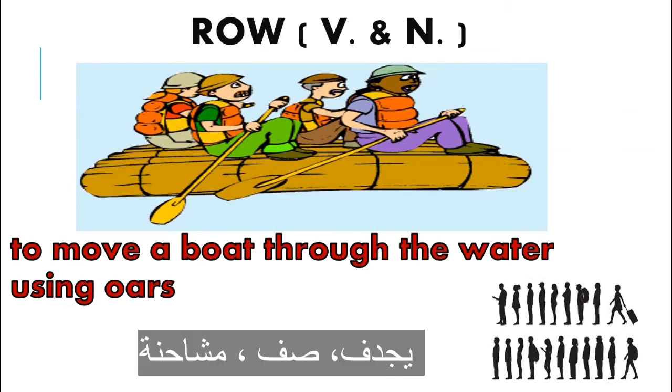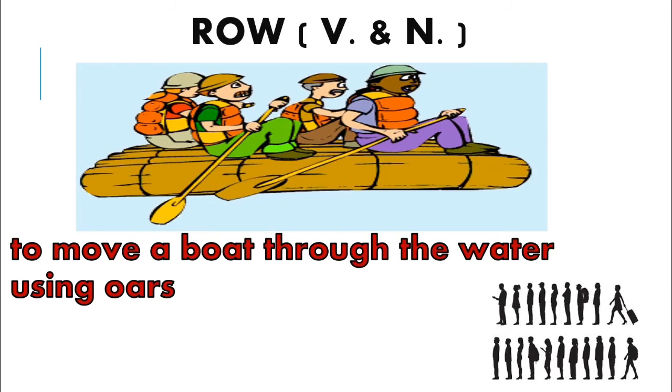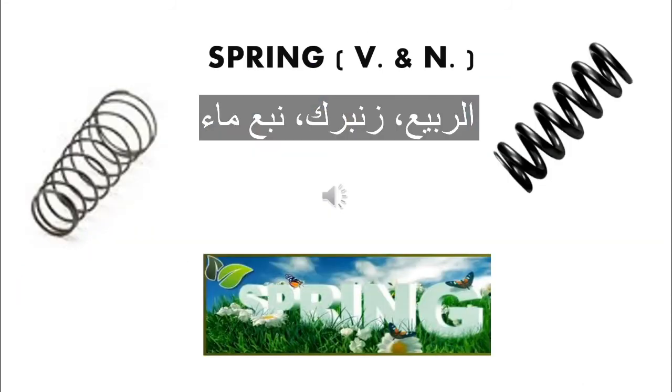The word row has more than one meaning, like in this example, rowing, they are rowing. Or row means the people sitting beside each other, like in class, the first row, like in the theater, like in football matches. First row, second row, last row. Next word is spring. Spring means like this in the picture, the metal part here, the spring, or the season of spring.